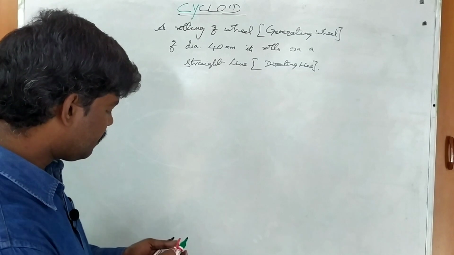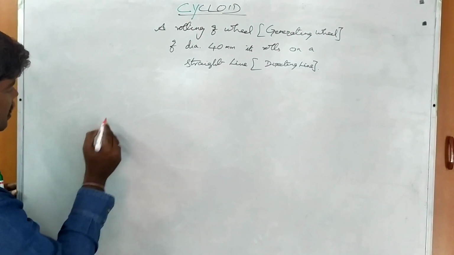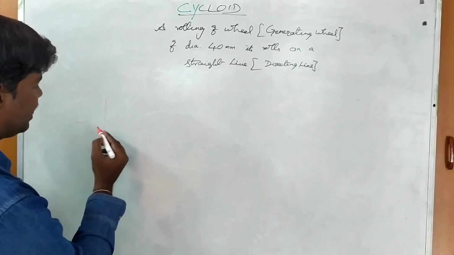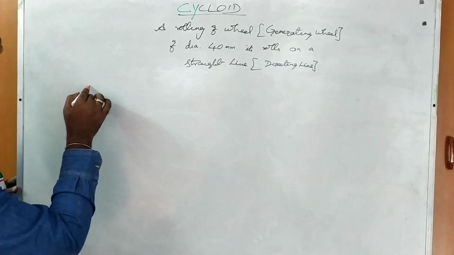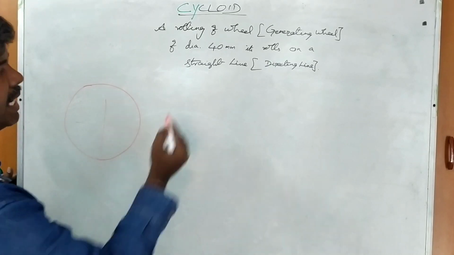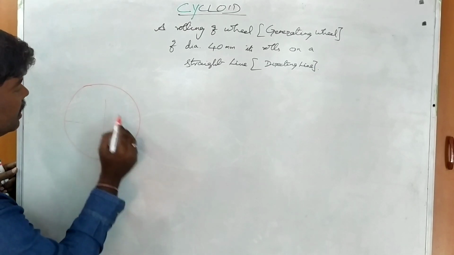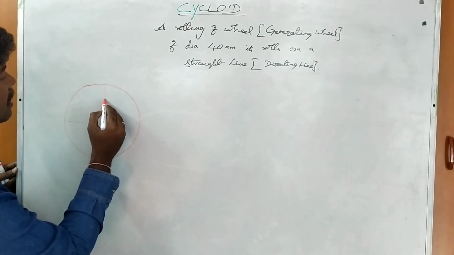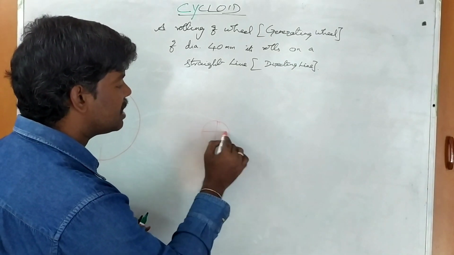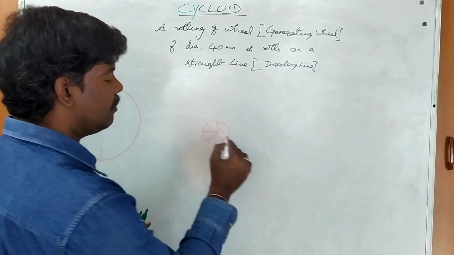First, let us consider the diameter 40. You know that first you find the center point and draw one circle, a circle of diameter 40 mm. Next, the circle is divided into 8 equal parts. In the previous video we discussed how to divide a circle into 8 equal parts using a set square.